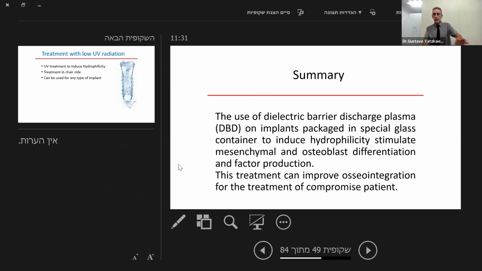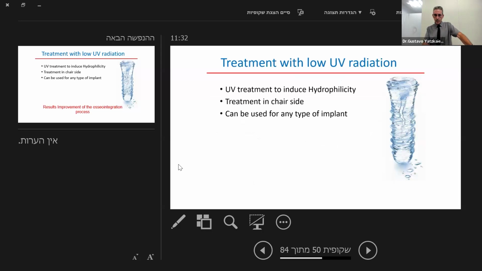In summary, this device did the work, meaning it changed the surface from hydrophobic to hydrophilic and improved the osseointegration, stimulating the mesenchymal and osteoblast differentiation. The problem with this device was that this glass thing was very expensive, and the companies prefer to use another device. The second device that was checked by the group was the low UV radiation.